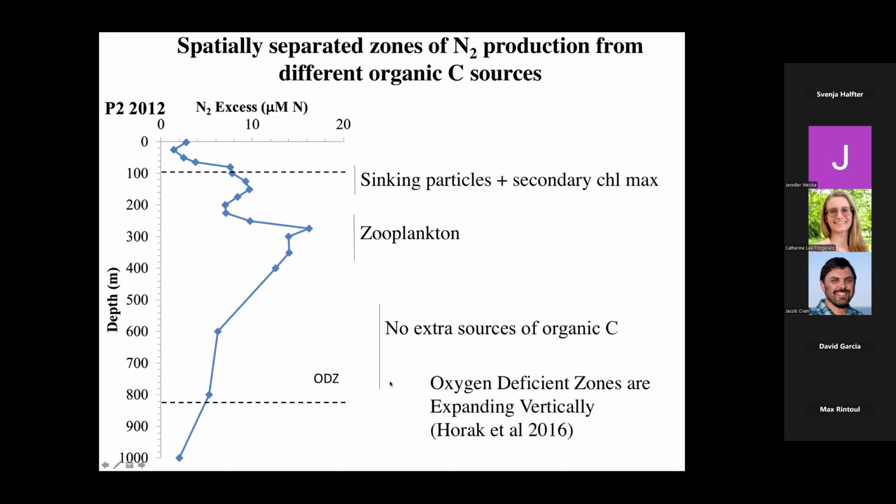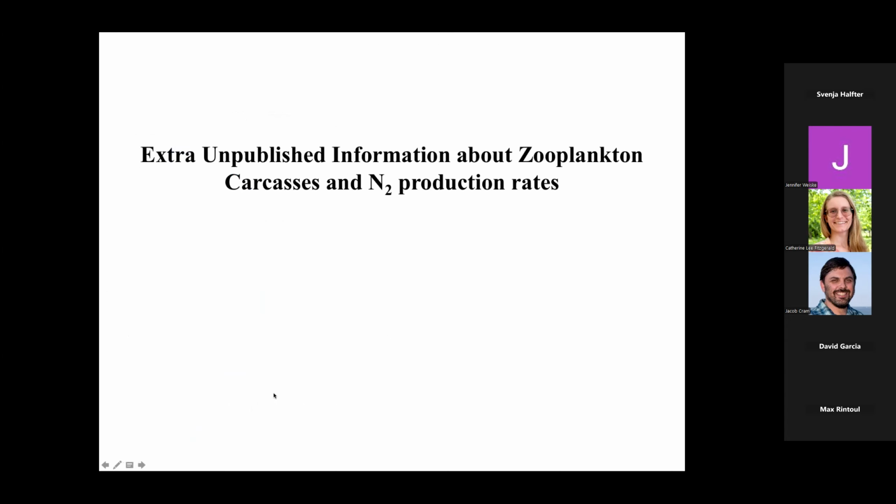And I'm bringing this up because the ETNP in particular has been expanding vertically, and how important that is depends a lot on whether it's expanding at the top or the bottom. Because if it expands at the top, you have more sinking particles to do N2 production, but at the bottom, there's really not that much going on, so it doesn't matter as much.